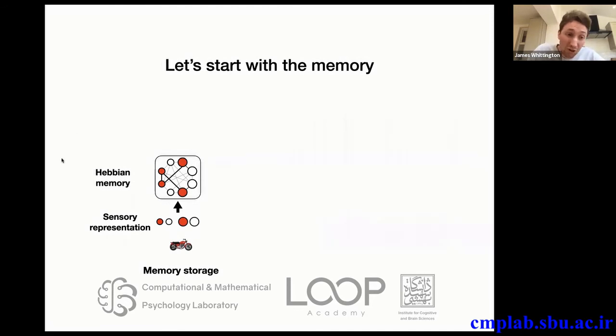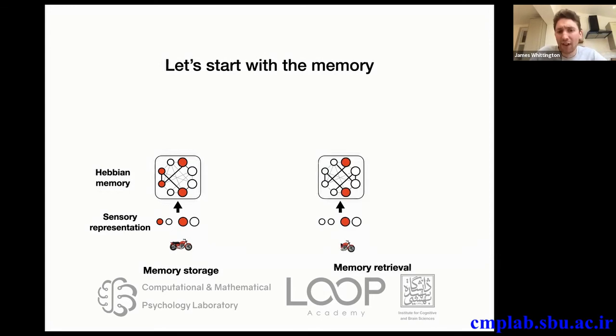So I'm going to try and do these memories a little bit like how people believe they do memories in the brain. What people think is you take some sensory representation, here it's some sensory representation of a motorbike, and you can feed that into a network, and then you can upweight weights between coactive neurons. And those weights themselves will encode that memory. They will store that memory. And this is auto-associative Hebbian learning.